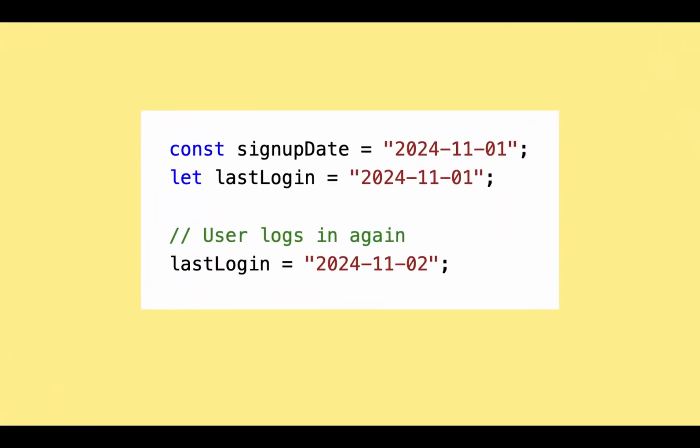Let's consider a case with dates. While the sign-up date might remain the same, a value like last login could be updated frequently to reflect each new login. In this case, sign-up date would be a constant, while last login would be a variable. Notice how these variables are named. It's easy to tell what will be stored in them.